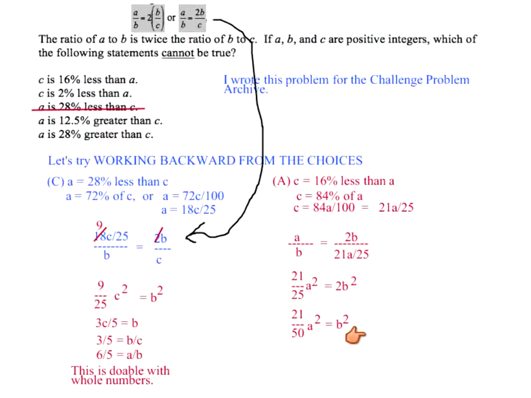But here, if you take a square root of that, that's not going to happen, right? It's going to be like rad 21 over rad 50 times A is B. There's no way that this is possible with integers.